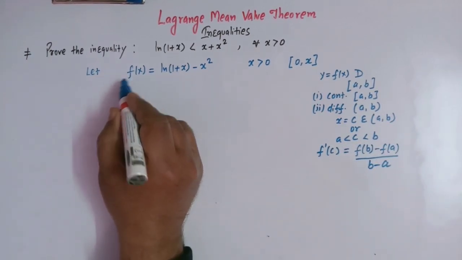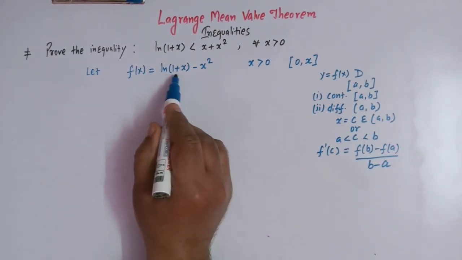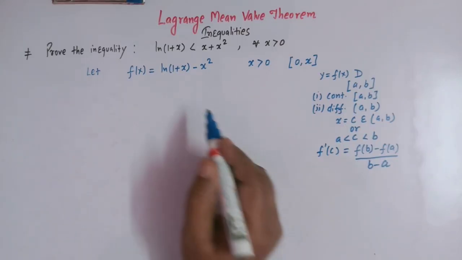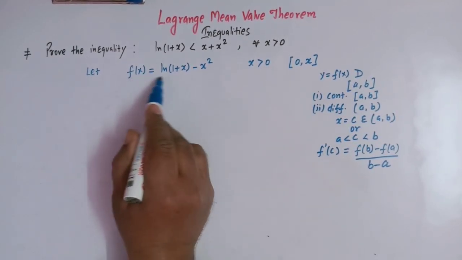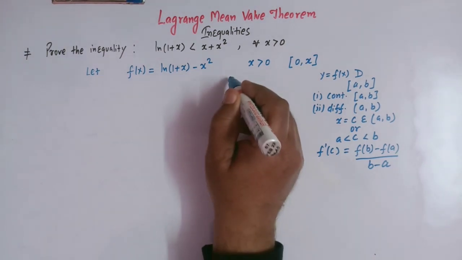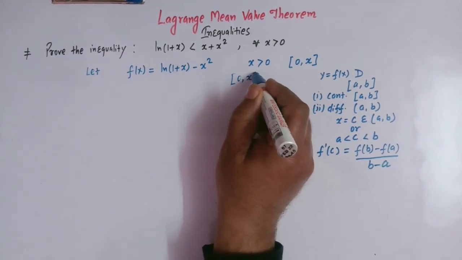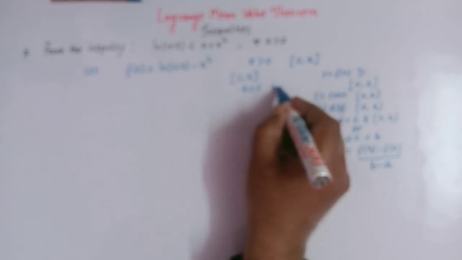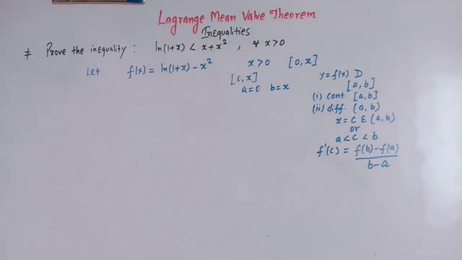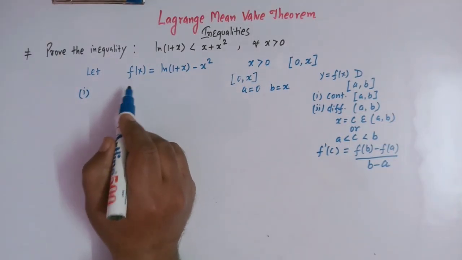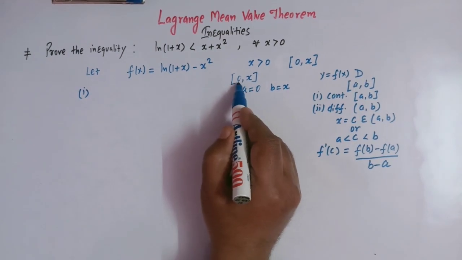So here we have the function f of x is equal to log of 1 plus x minus x square, right? So here what we will do, we'll try to satisfy the conditions of Lagrange's mean value theorem in the interval 0 comma x, right? So here a is 0. If we compare this interval with this one, then we have a is 0 and b is equal to x, right? So here the first condition is that f of x should be continuous in the interval 0 comma x, right?